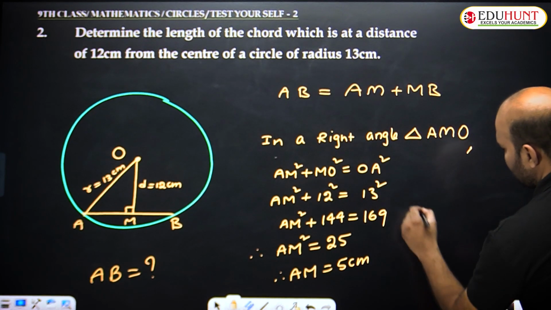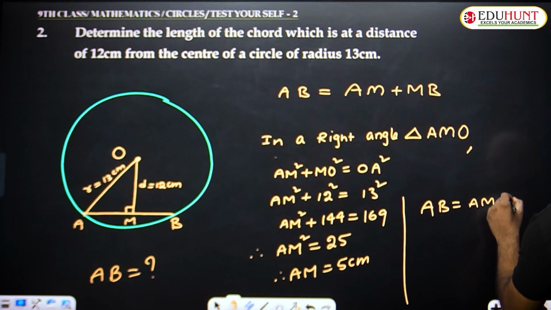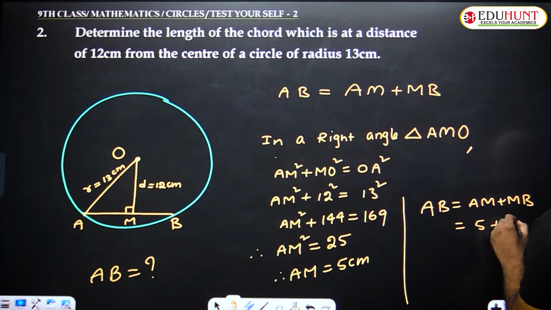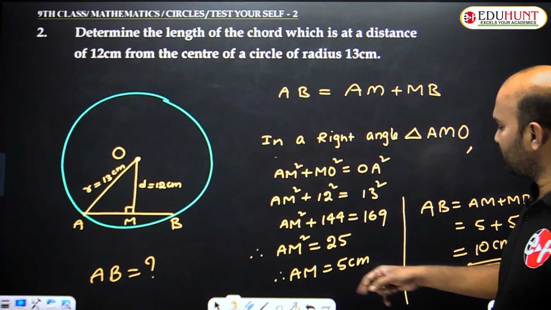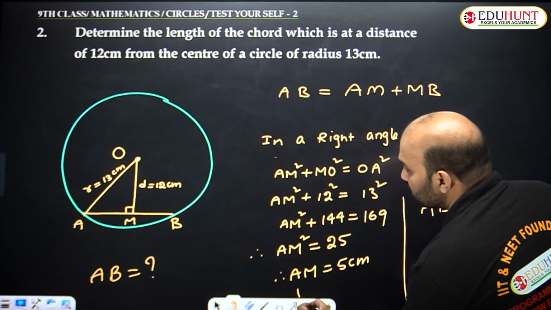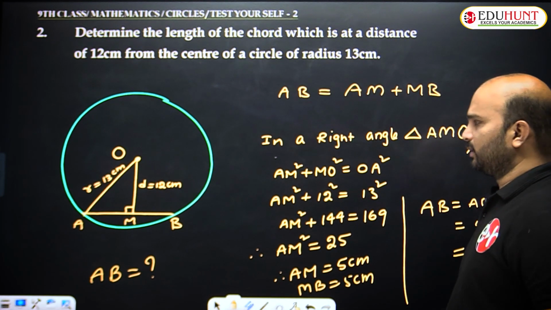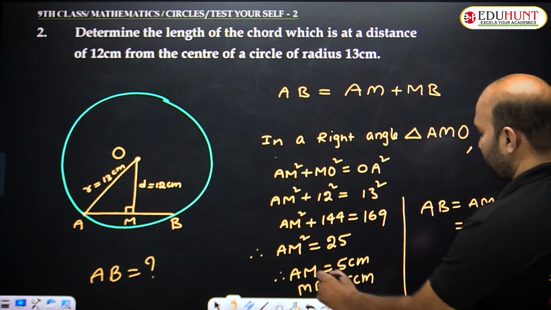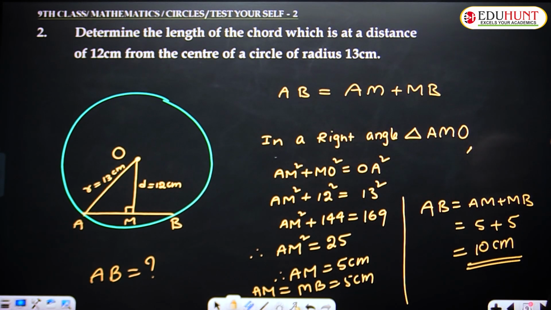The question asks for the AB value. AB equals AM plus MB. AM we already got as 5 centimeters, MB also 5 centimeters, so the total is 10 centimeters. This is the required answer. Am I clear? OM bisects AB, that means AM equals MB, equal to 5 centimeters.